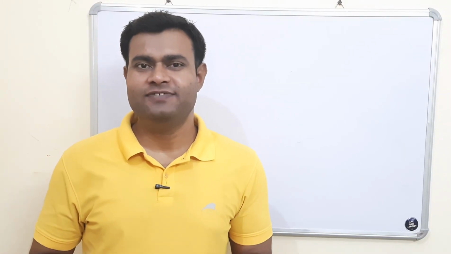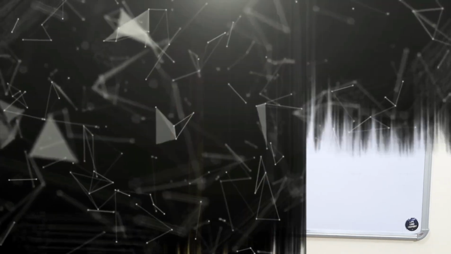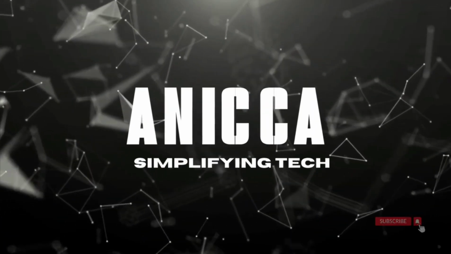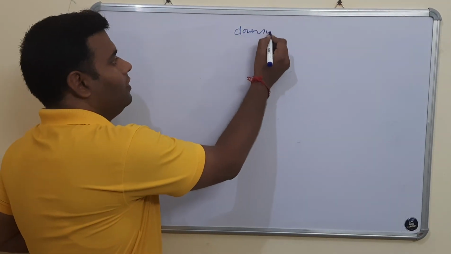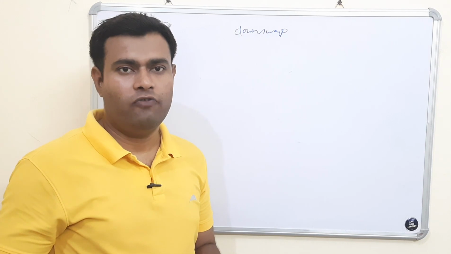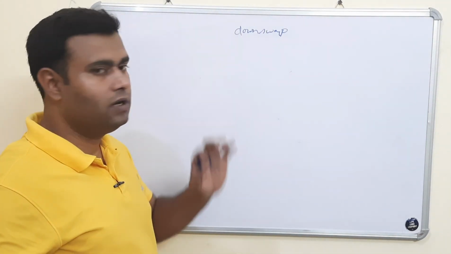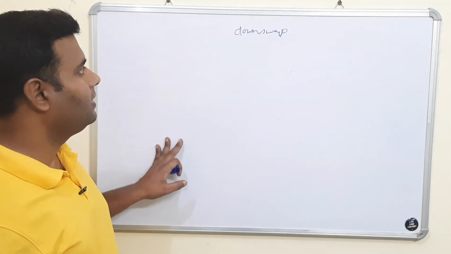Hello friends, in this video we will talk about a problem in data structures based on the concept of double swap. We have already discussed one problem, reversing a string, based on this double swap type of problem. This is the second problem on that particular concept.